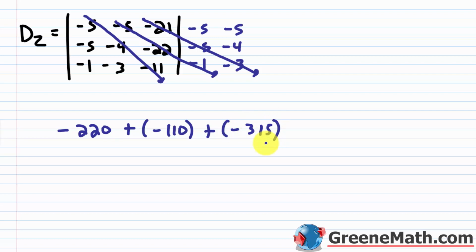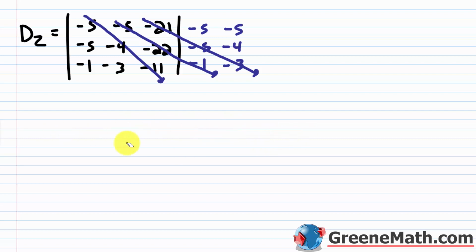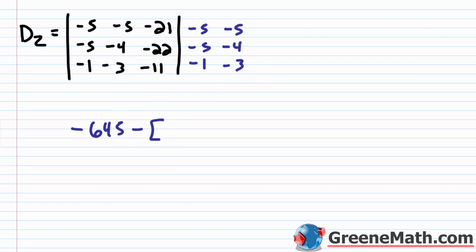So negative 220 plus negative 110 is negative 330. Then if I add negative 315, I get negative 645. So the first part is negative 645. Again, then we subtract away this kind of second part where we're going to multiply up. So if I go up here, negative 1 times negative 4 is 4. Then times negative 21 is negative 84. Okay, so that's negative 84. Then plus negative 3 times negative 22 times negative 5. Well, negative 3 times negative 22 is 66. Then times negative 5 would be negative 330.